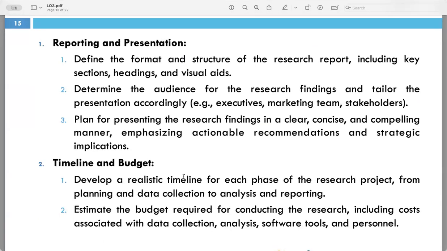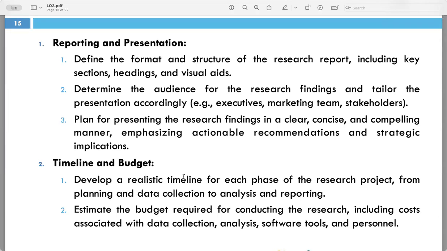Reporting and presentations. In the reporting and presentation section, the format and structure of the research reports are defined, including key sections, headings, and visual aids. The audience of the research findings is determined, and the presentation is tailored accordingly, whether it be executives, marketing teams, or stakeholders. Moreover, plans for presenting the research findings in a clear, concise, and compelling manner are outlined, emphasizing actionable recommendations and strategic implications.